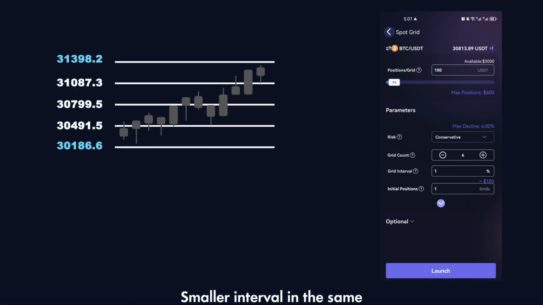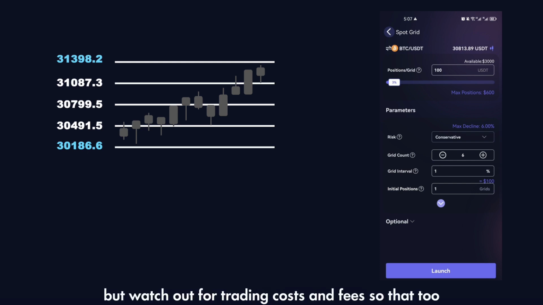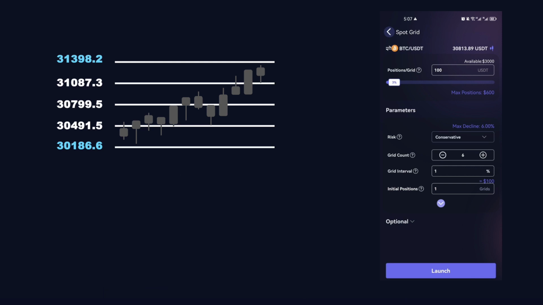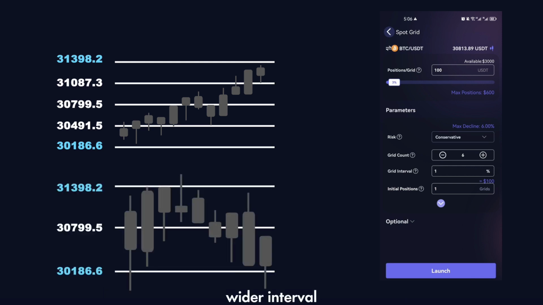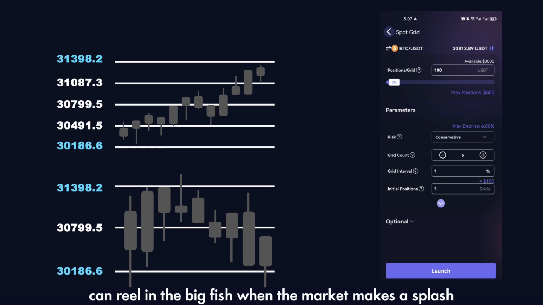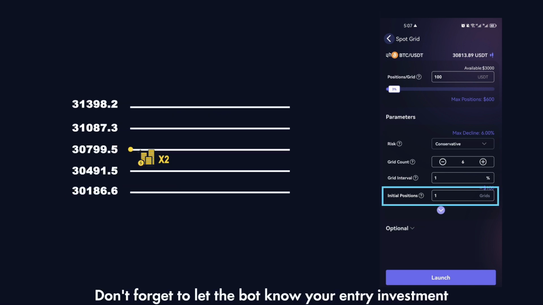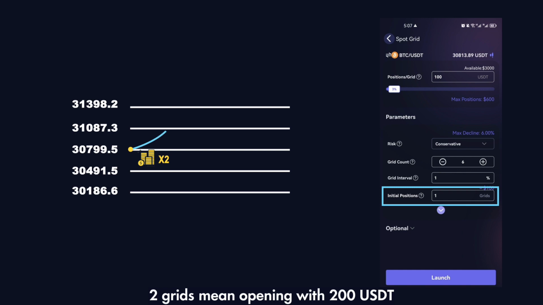Smaller intervals in the same price range are rad for catching those tiny market ripples, but watch out for trading costs and fees so that too small movements are not offset by costs. On the flip side, wider intervals can reel in the big fish when the market makes a splash. Don't forget to let the bot know your entry investment. 2 grids mean opening with 200 USDT.